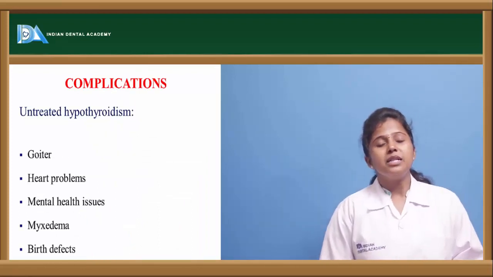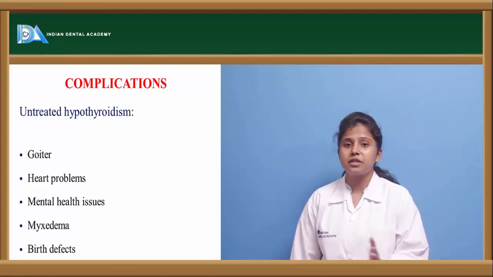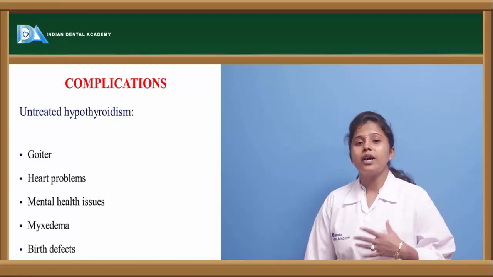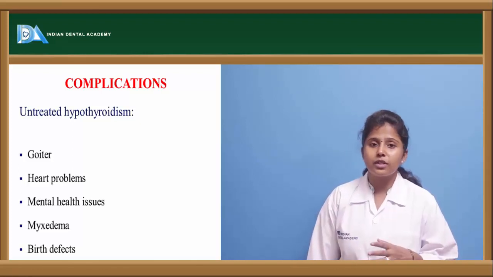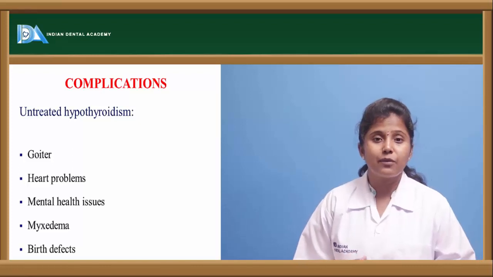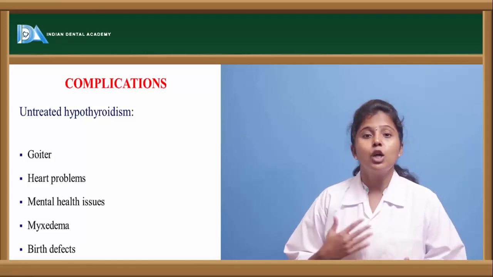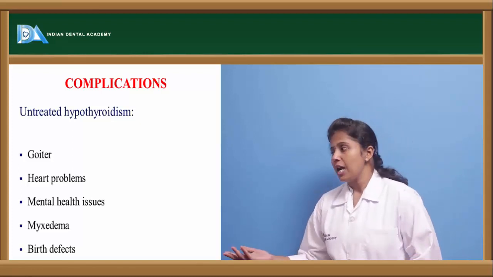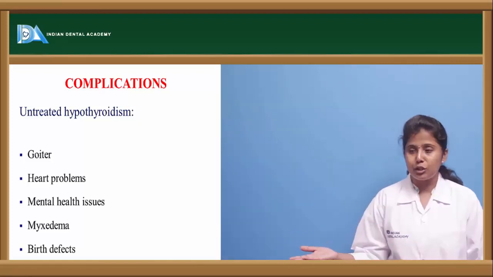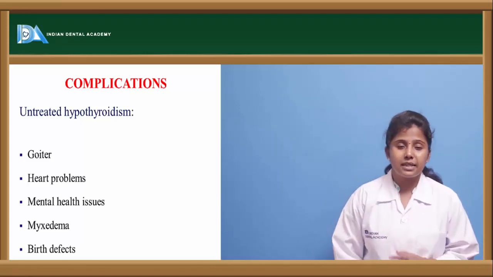So what happens if this condition is untreated? If hypothyroidism is not treated and this condition persists for a longer period of time, it leads to a condition called goiter. Goiter is a condition where there will be abnormal inflammation of the thyroid gland, and thereby there will be impaired functioning of the thyroid gland. Thereby the thyroid hormone secretion can be stopped, or there will be lower secretions, and it leads to heart problems. There will be severe cardiac effects, and it causes mental health issues. It causes disturbances in the central nervous system, myxedema, and there will be birth defects also.